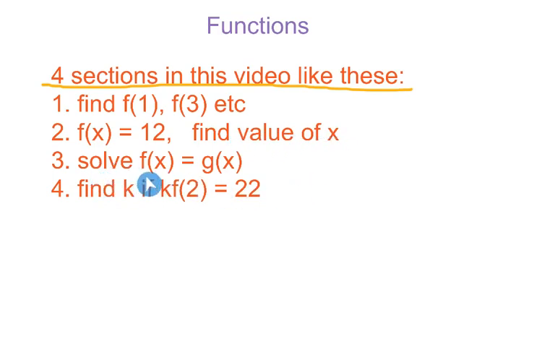The third type of problem is when you're told the two functions equal each other and you find out what value of x makes this correct. And finally, the fourth type is when we say you've got to find the value of k if k multiplied by f of 2 is equal to 22, for example, then find the value of k.